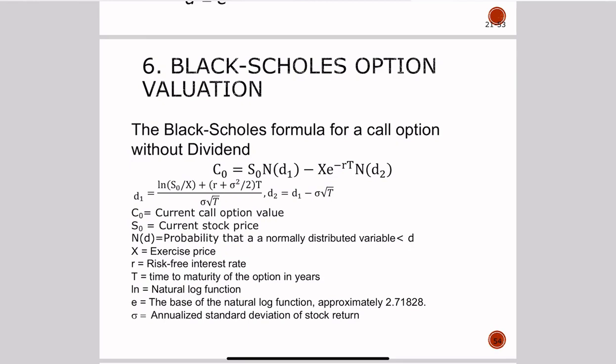Now let's start with a simple case. Let's consider a call option without dividend. We want to price this call option. The Black-Scholes formula will directly give you a result. This model tells you the call option can be calculated like this. Now let me explain what these notations are.